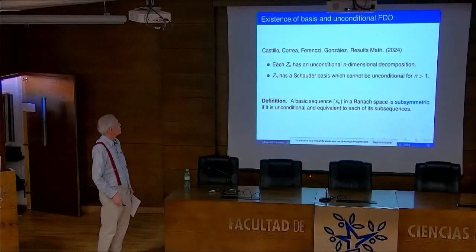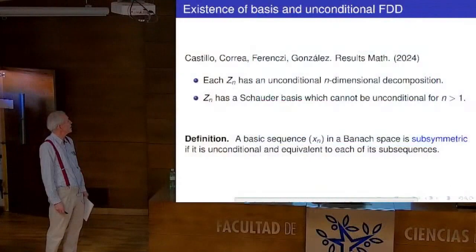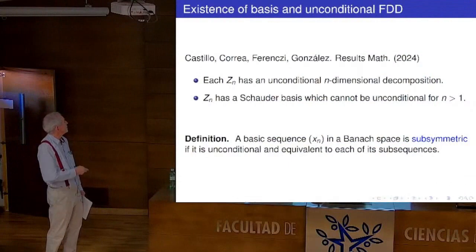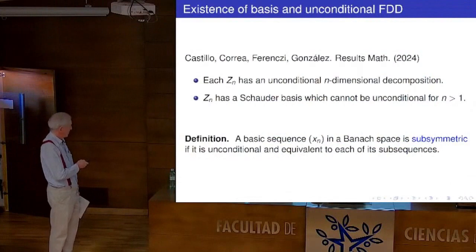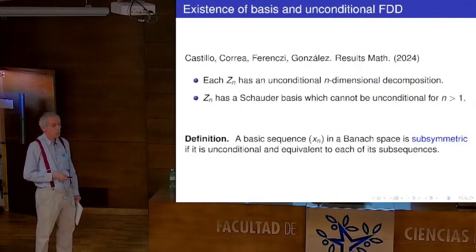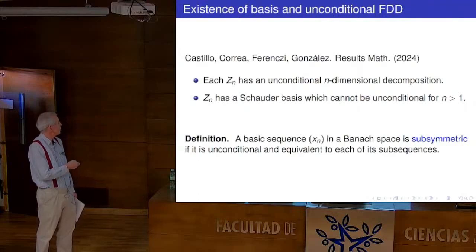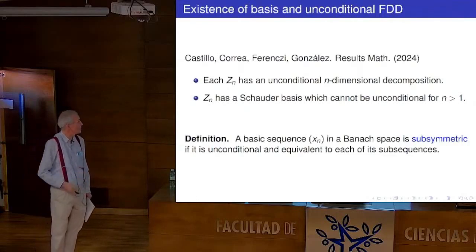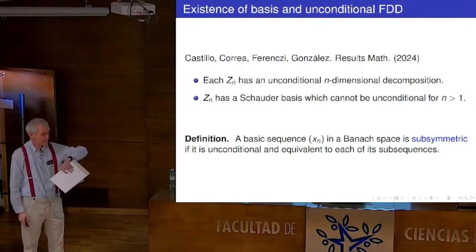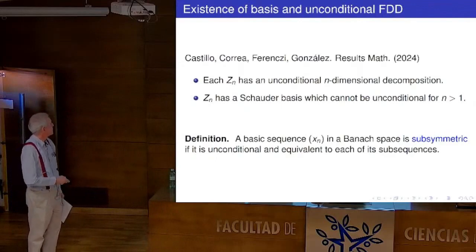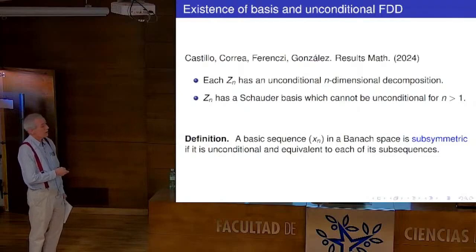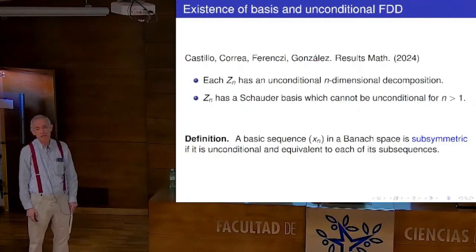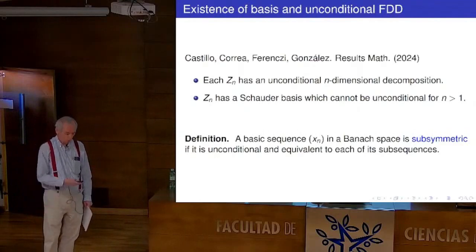Well, now, with respect to the existence of bases and unconditional decompositions, it was recently proved that the space Zn has an unconditional finite dimensional decomposition. And as a consequence, one can derive that the space also has a Schauder basis, but this basis cannot be unconditional for n bigger than 1. Then I'm going to describe some results about subsymmetric basic sequences. Recall that a basic sequence is subsymmetric if it is unconditional and equivalent to all its subsequences.